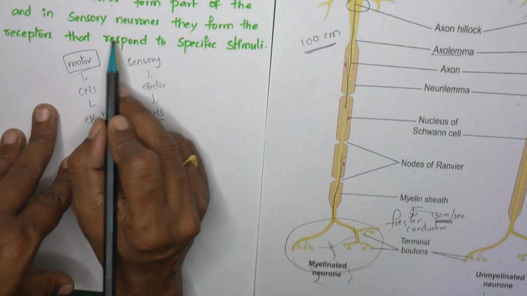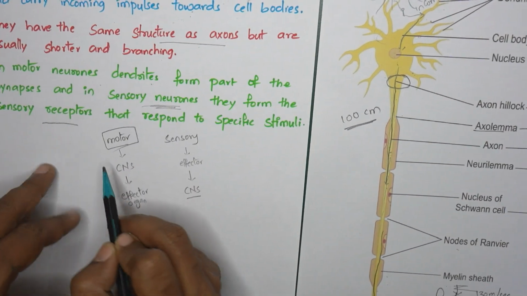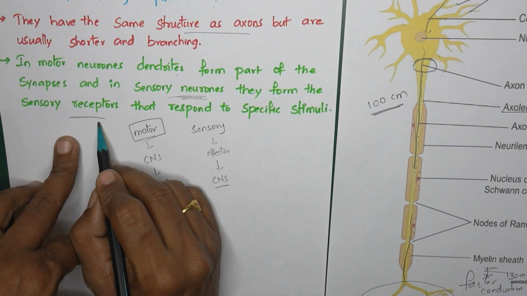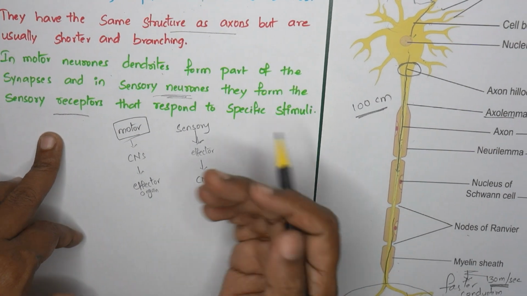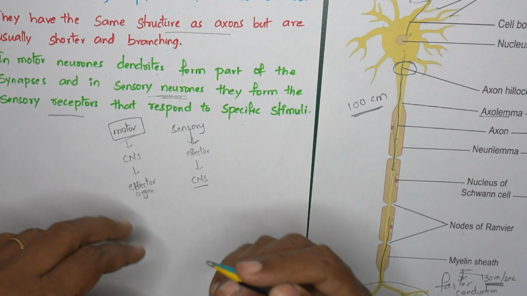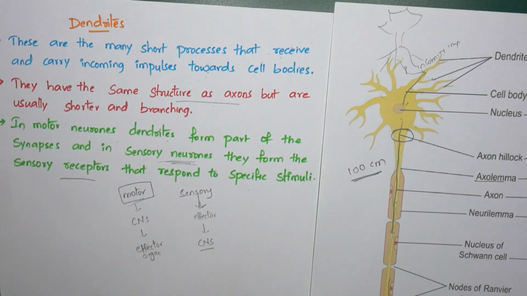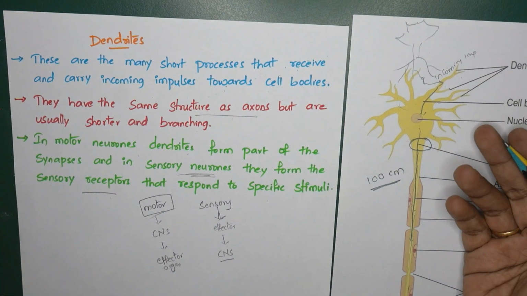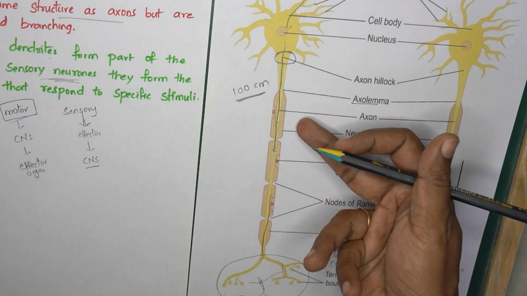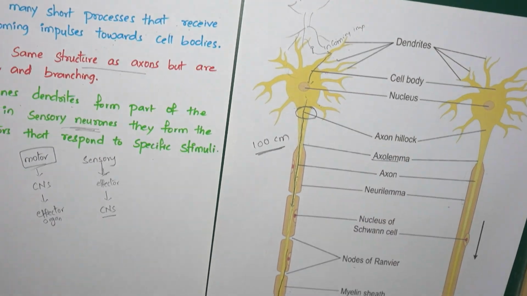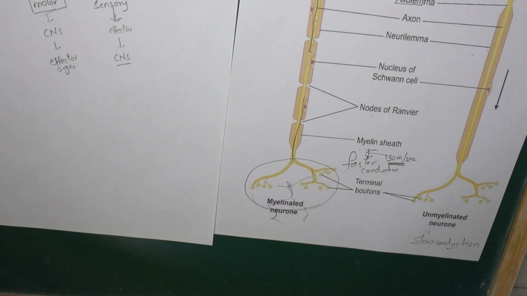Whereas in the sensory neurons, they form part of the sensory receptors. Sensory receptors help in responding to a specific stimulus, if there is a pinch or pain. Okay, this is about the dendrites, and this is the complete information about the neuron. What is a neuron and what are the parts of the neuron? It consists of a cell body, an axon, and then many processes, the dendrites. It consists of terminal bodies, and this is all about the structure of the neuron.